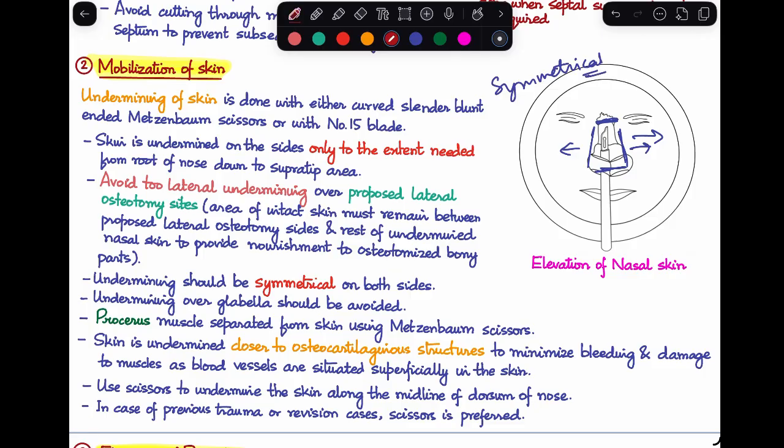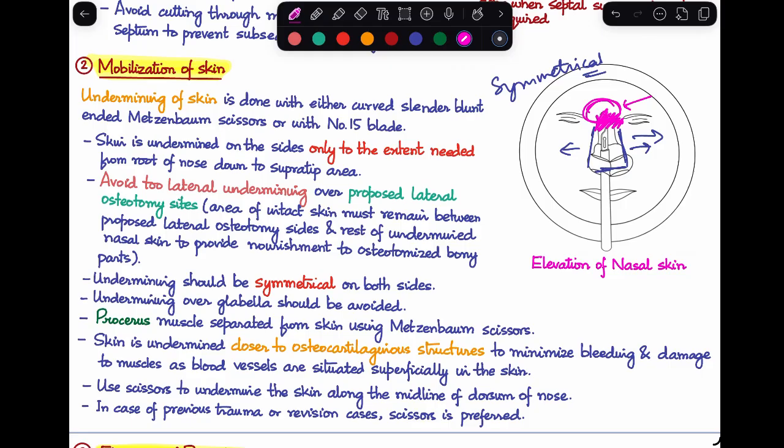Another thing to remember is that we are not going to undermine the skin over the glabella. We are going to avoid doing that. And when you come across the procerus muscle in this region, we are going to separate it out from the skin using the scissors.